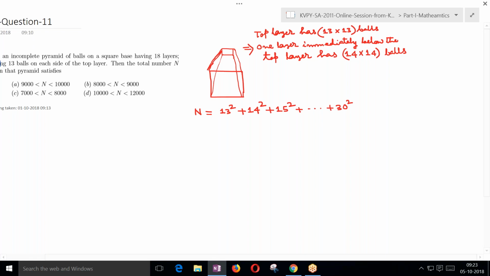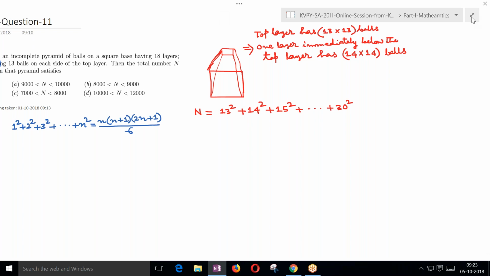It is 1 square plus 2 square plus 3 square dot dot dot up to n square. There is a formula, all of you are aware: n into n plus 1 into 2n plus 1 divided by 6. So this formula we need to leverage to find the value of n basically.